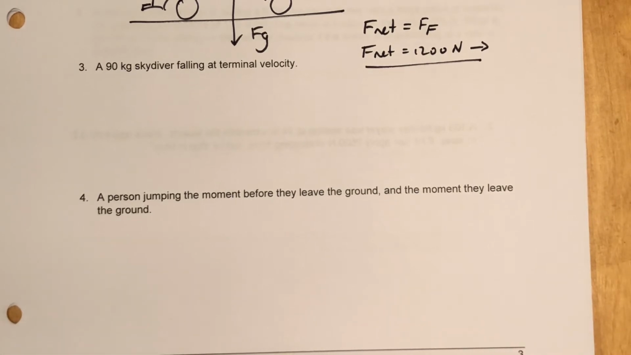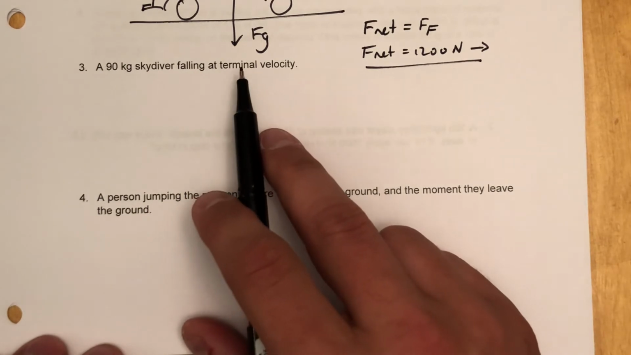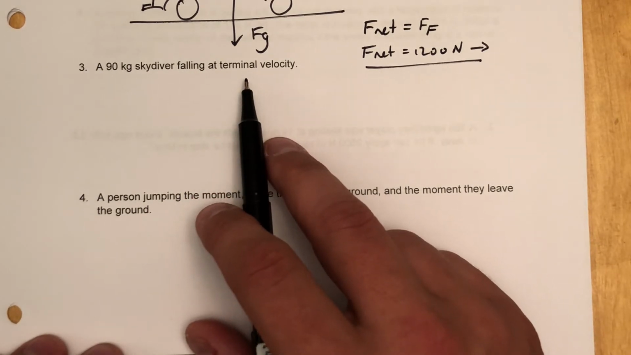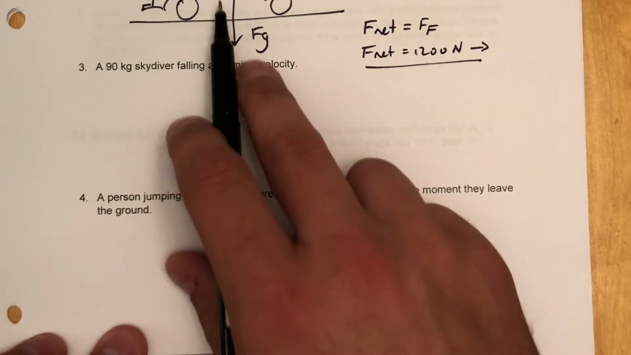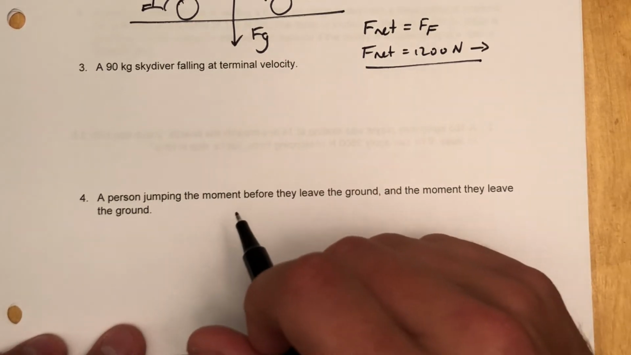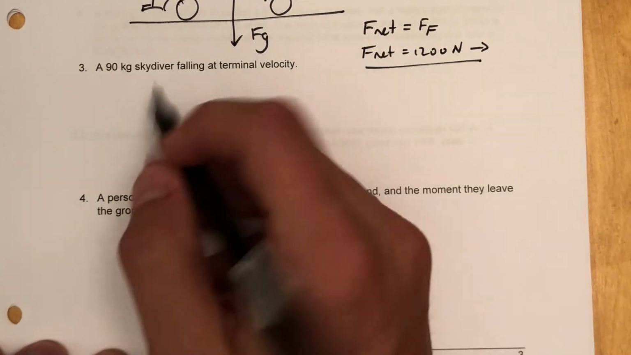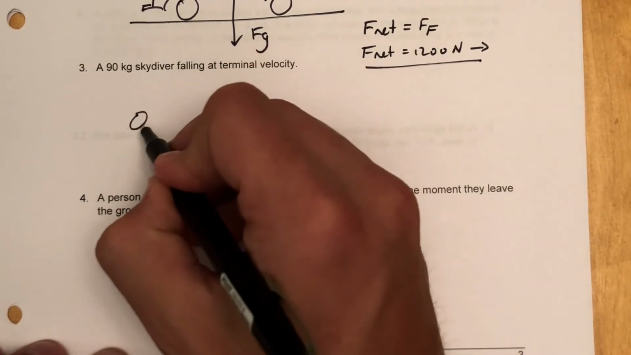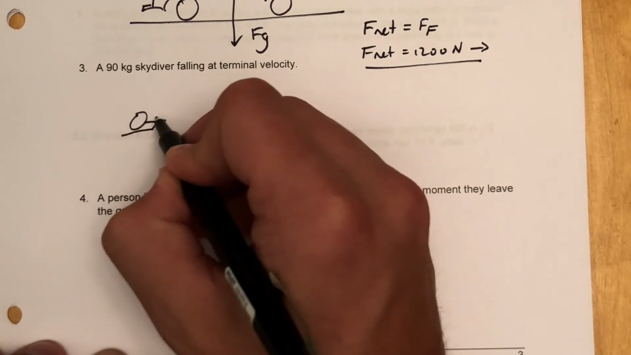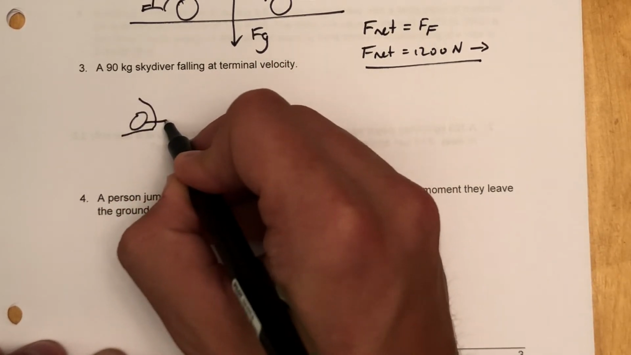For number 3, we have a 90 kilogram skydiver falling at terminal velocity. So there are certain examples where we will consider air resistance. This would be one of them. At a certain point, the force of gravity is going to be equal to the opposing force, your air resistance force, like the force due to air resistance. And so we can consider that to be a type of frictional force, right? So that's the way that we will label this thing. So we have some guy right over here, and whatever else.